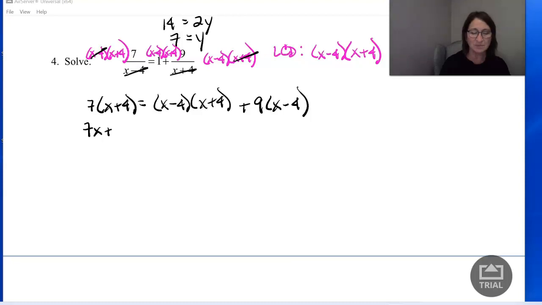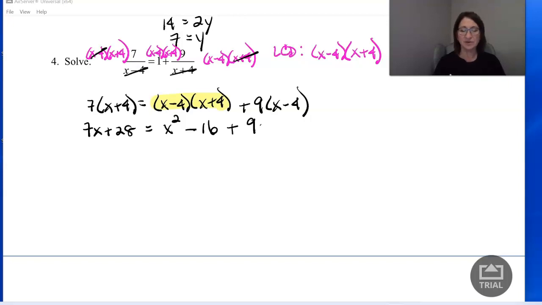So I get 7x plus 28. Now, my friends right there, x minus 4, x plus 4, that is an example of a conjugate. A conjugate will always give you the difference of 2 squares. So it's going to give me x squared minus, because of difference, 16. And then I'm going to distribute the 9. So 9x minus 36. All right.